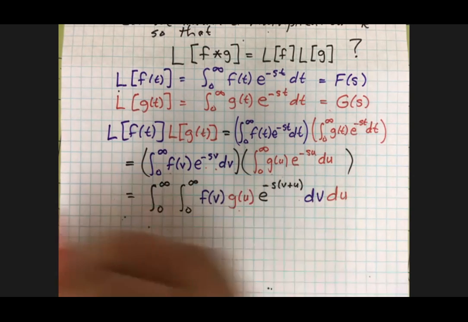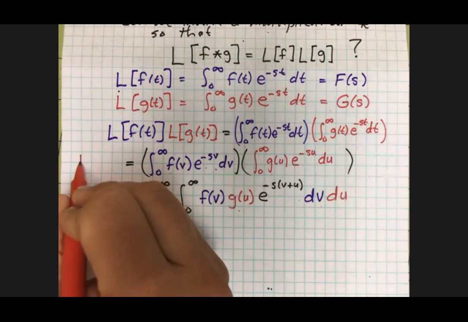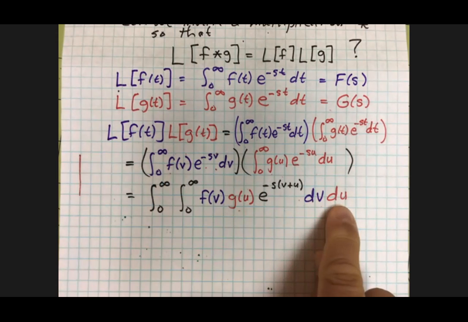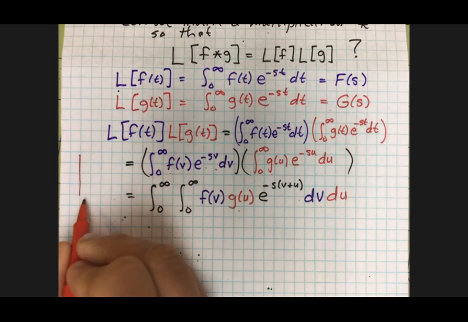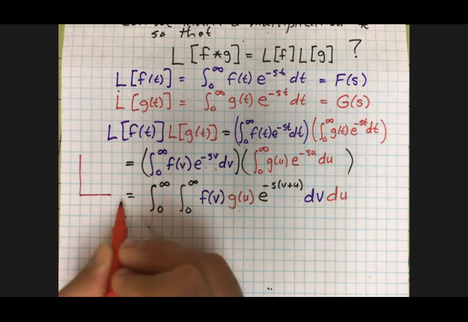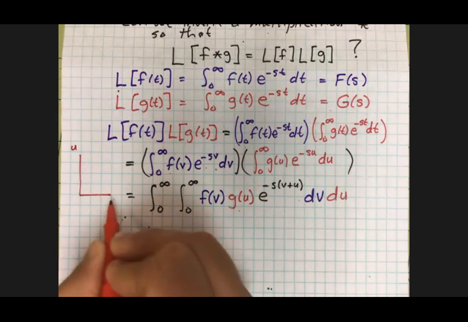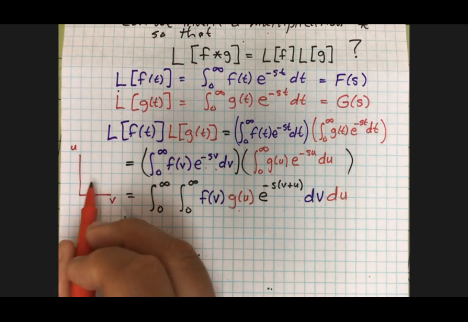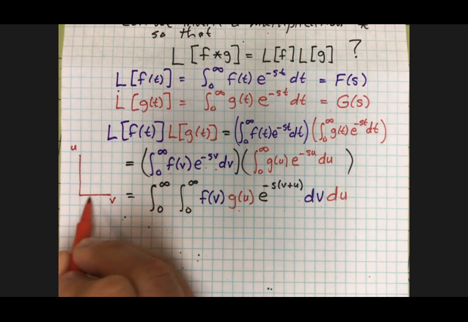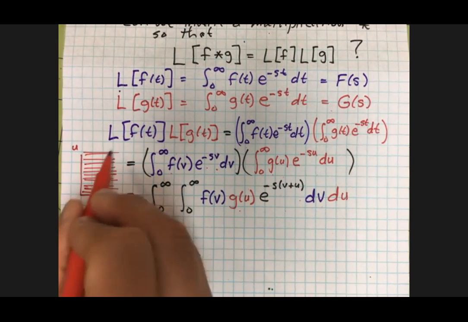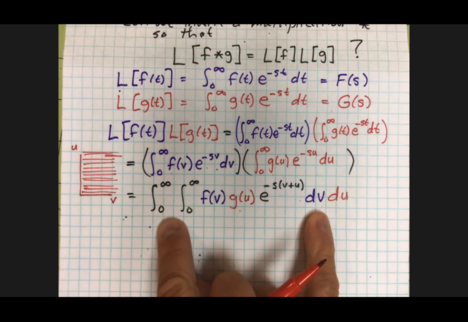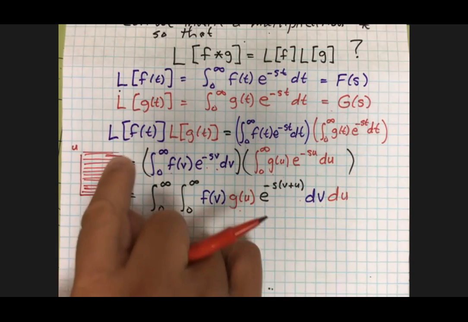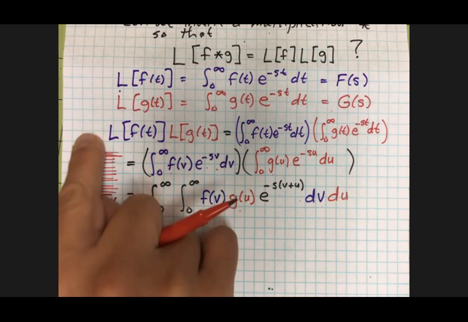Now, I want to do a little drawing on the side, because I am doing an integral over two variables. This is a double integral. This is an integral in the plane. So if I think about the domain here, I've got a u variable and a v variable, right? And I'm integrating v from 0 to infinity. I'm integrating u from 0 to infinity. So in this integral, think back to your double integral days, I'm integrating over the whole first quadrant from 0 to infinity in both directions.